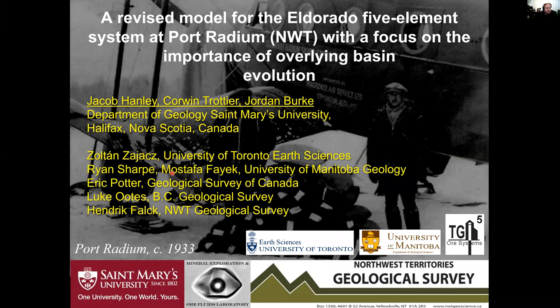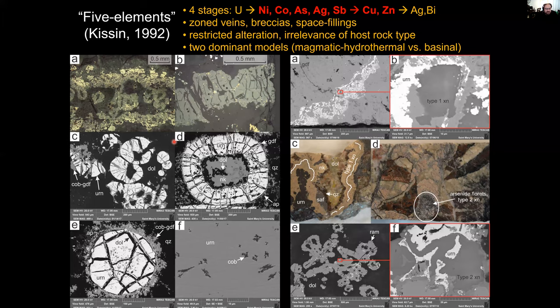I'm going to talk to you today about some research that we've been doing over the past 5 or 6 years on five element type veins. Referring to Steve Kissen's very nice summary of these deposits in the ore deposit models book, these deposit types are known to have several key characteristics more or less universally, and I've listed those here. The first one being that they're 3 to 4 stages of mineralization.